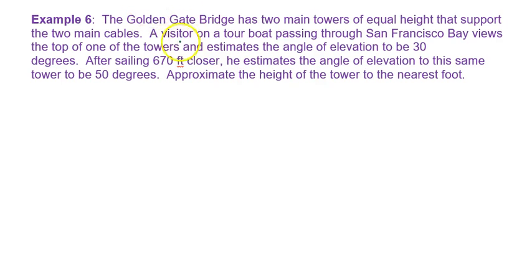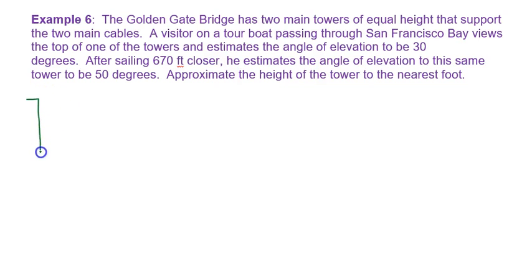Okay, example 6. The Golden Gate Bridge has two main towers of equal height that support two main cables. A visitor on a tour boat passing through the San Francisco Bay views the top of one of the towers and estimates the angle of elevation to be 30 degrees. After sailing 670 feet closer, he estimates the angle of elevation to the same tower to be 50 degrees. Approximate the height of the tower to the nearest foot. Unfortunately, I believe that this is probably the most complicated problem in our notes, but I want you to be able to see it because you'll have some like this in your assignment.